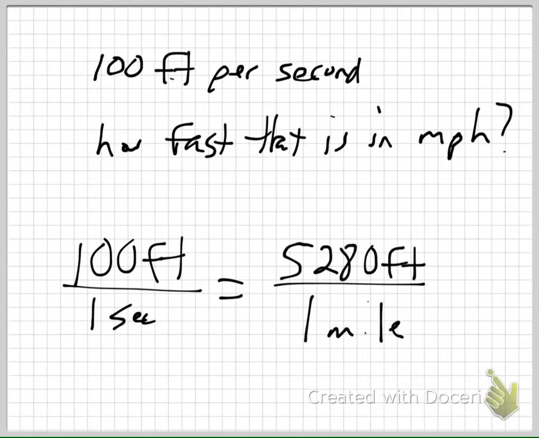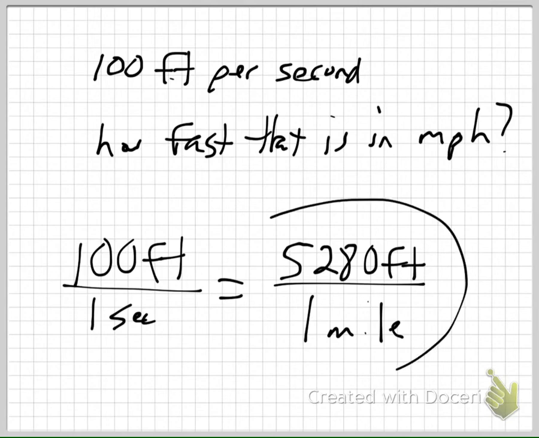Now here's the deal. In the end here, I'm trying to get rid of feet. I don't want feet. I know that it's 100 feet per second. I want to have miles per hour. Agreed? In order for me to eliminate the word feet, I have to have one word feet on the top as a numerator, and I have to have one word feet on the bottom as a denominator. Then I can cancel them, right? I can cross them out.